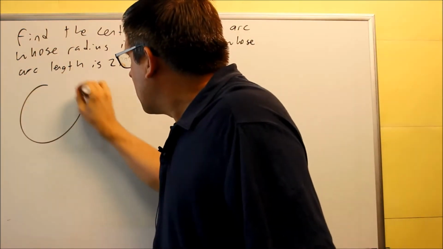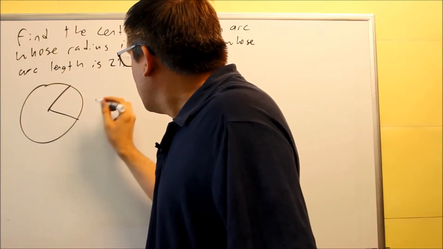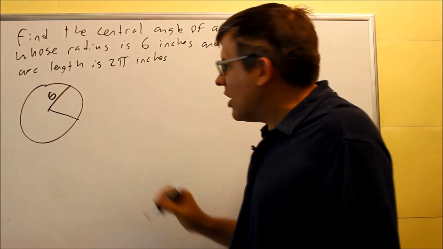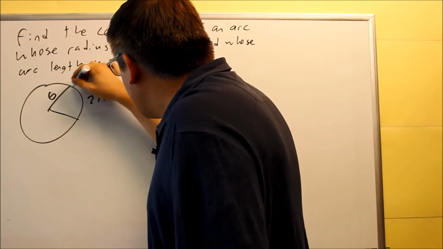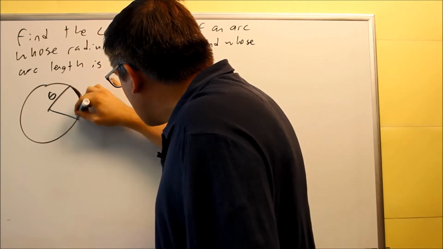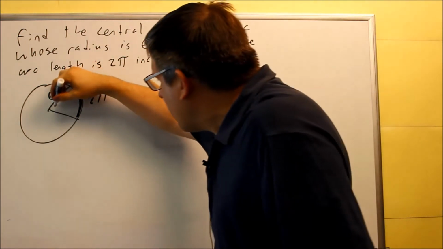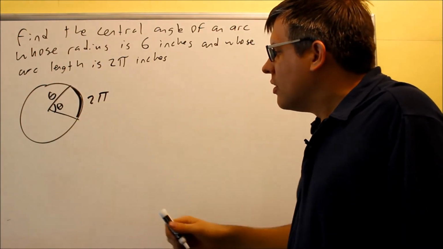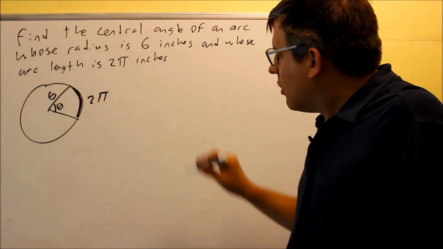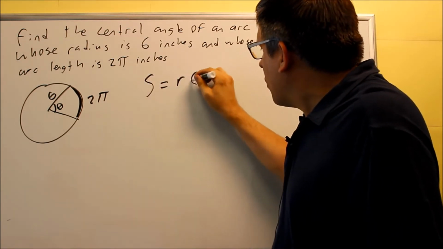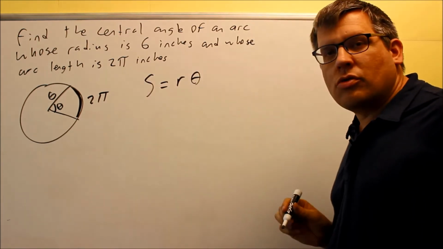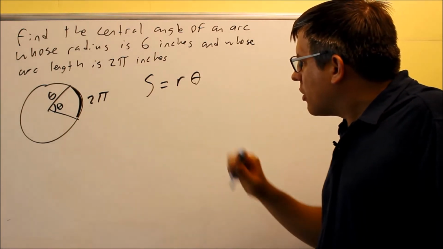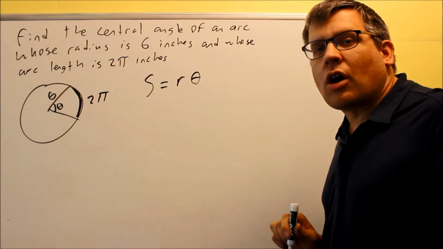Let's draw a picture that visualizes what's happening. They're telling us that the radius is 6, and that this section here, going around, is 2 pi. What we're trying to find is the theta that allows this to work. The formula that we talked about earlier was S is equal to r theta. Your theta would have to be in radians. Your r is your radius, and your S is your arc length.